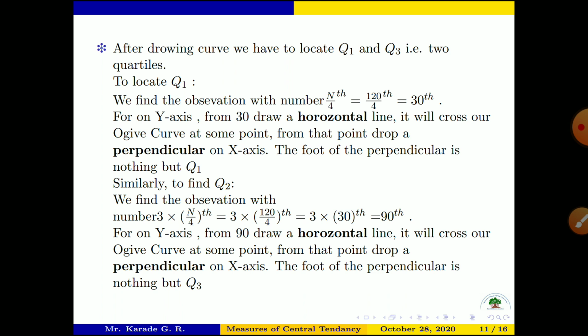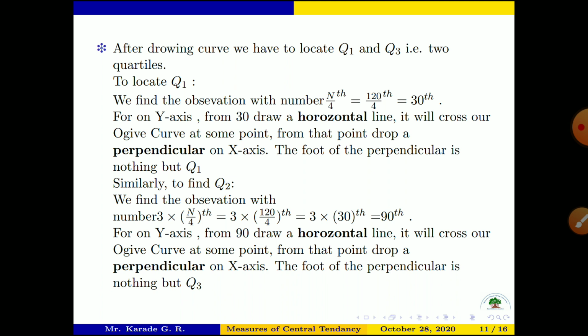We have to find 30 on the y-axis, and from that 30 draw one horizontal line and see where that horizontal line crosses our graph. From that cross point, you drop a perpendicular on the x-axis, and the foot of the perpendicular on the x-axis is nothing but our q1, the first quartile. And to find q3, we have to find 90 on the y-axis, and from that point we draw one horizontal line.